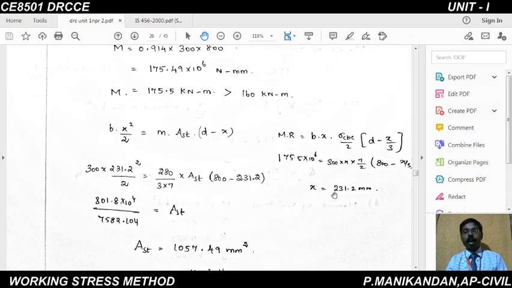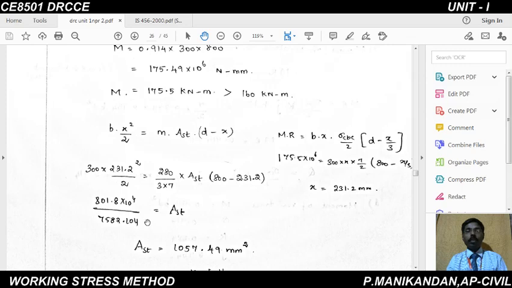Now we can substitute this X value here in this equation, B x square divided by 2, which is equal to M into AST into D minus X. The value of B is 300 into X is 231.2 square divided by 2, which is equal to, the M represents modular ratio. The formula is 280 divided by 3 into sigma CBC. 3 into sigma CBC value is 7 into AST into the value of D is 800 minus the value of X is 231.2 mm.